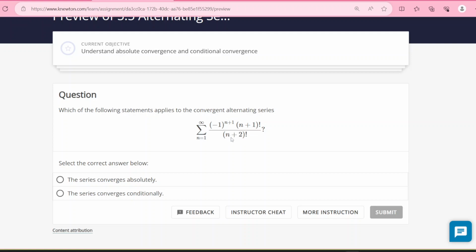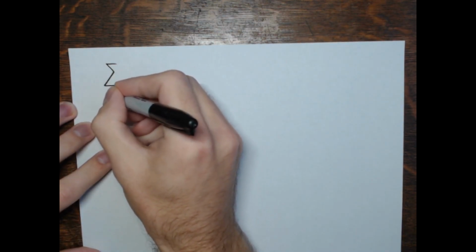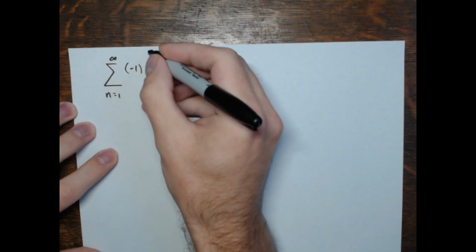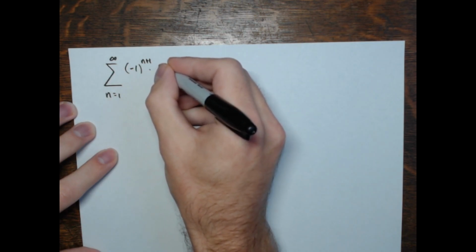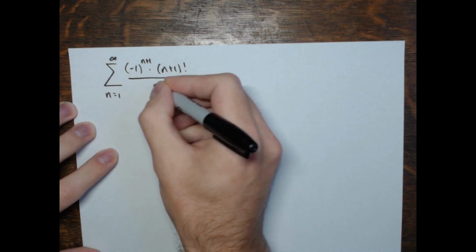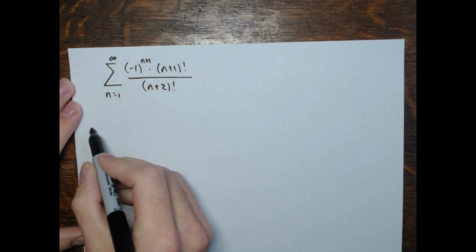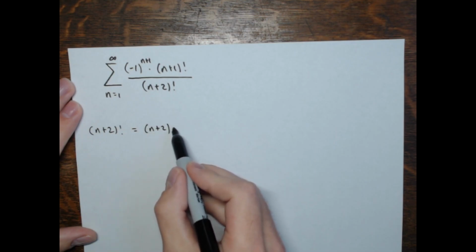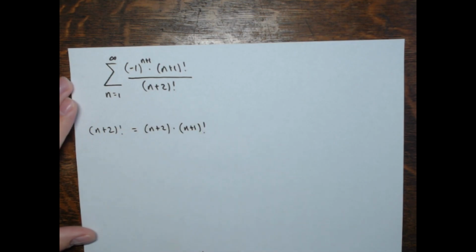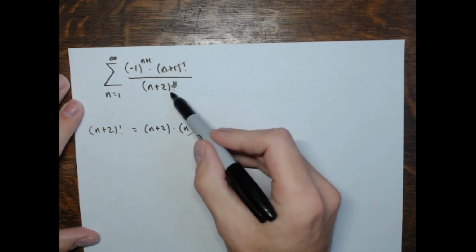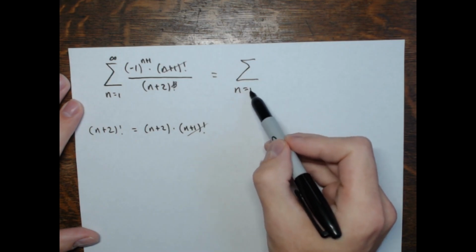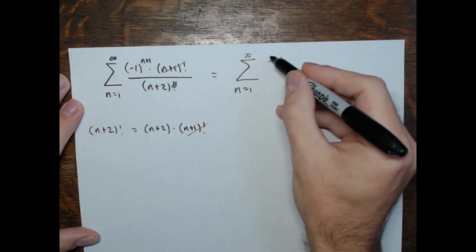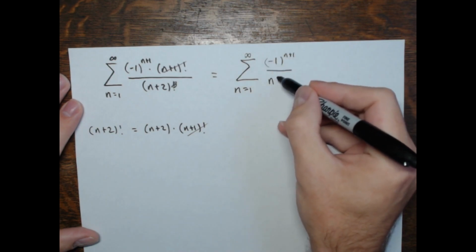So if I were to make all the terms positive, get rid of this -1 to the n plus 1 power, would that series converge? We have the sum from n equals 1 to infinity of -1 to the n plus 1 power times n plus 1 factorial divided by n plus 2 factorial. Now, remember factorials I've been talking about. N plus 2 factorial is n plus 2 times n plus 1 factorial, so you'd see the n plus 1 factorials canceling. I'd be left with n plus 2 in the denominator. So this is the same thing as the sum from n equals 1 to infinity of -1 to the n plus 1 over n plus 2.